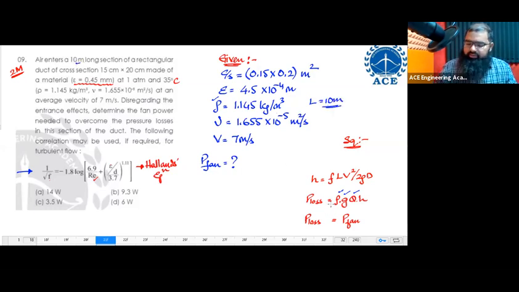L is equal to 10 meters. Now see in the head loss formula, what all do we know? We know the value of L, we know the value of V, we know the value of 2g. We don't know D. Actually, D over here is D hydraulic.